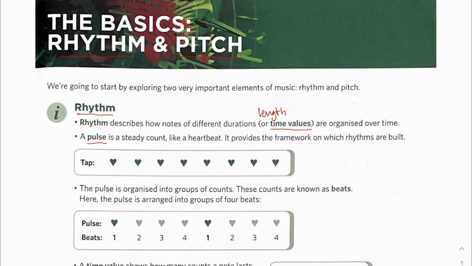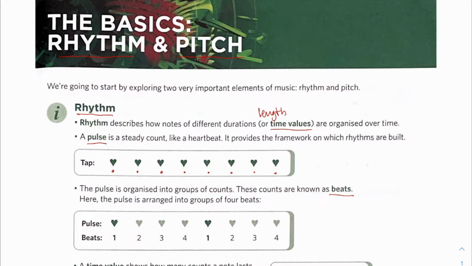So for example here, we can see 8 hearts or 8 heartbeats. So you think pop, pop, pop, pop, pop, pop, pop, pop. That will be a steady beat. The pulse is organized into groups of counts. These counts are known as beats.